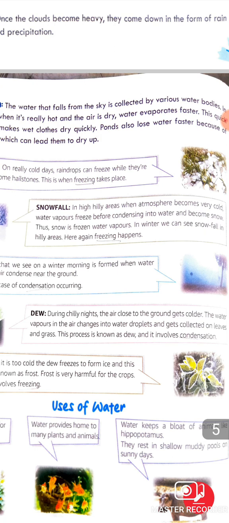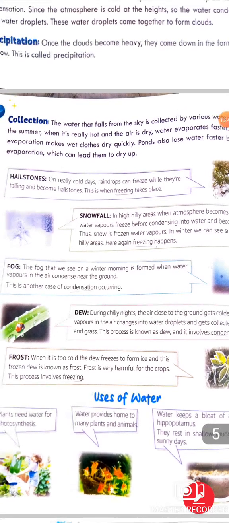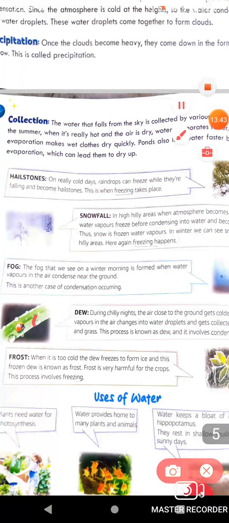Now the fourth one is about dew. What? Dew. We may call it Os की बूंदे. See in the picture. On the leaves there are dew drops. There are drops of dew.